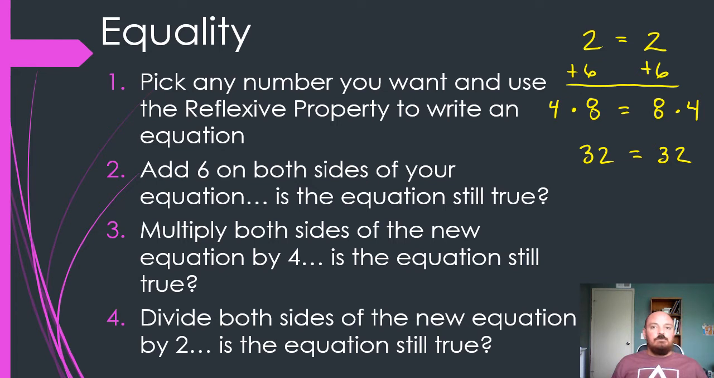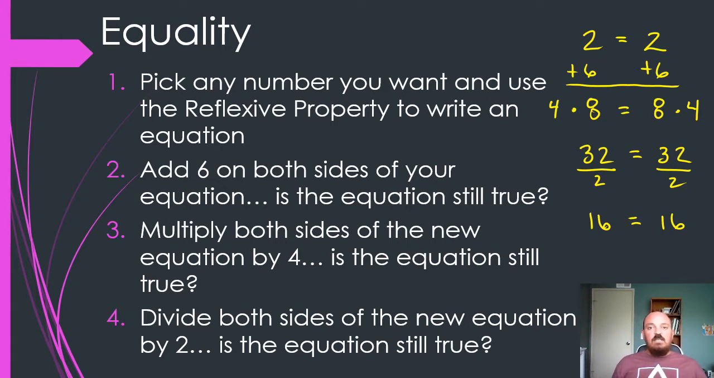One last thing. Let's divide both sides of the equation by 2. I'm going to use fractions for dividing. Instead of using the divided by symbol, I'm going to use over 2 to mean divided by 2. So on the first side of the equation, 32 divided by 2 is 16. On the other side, 32 divided by 2 is 16. It stayed equal the whole time.